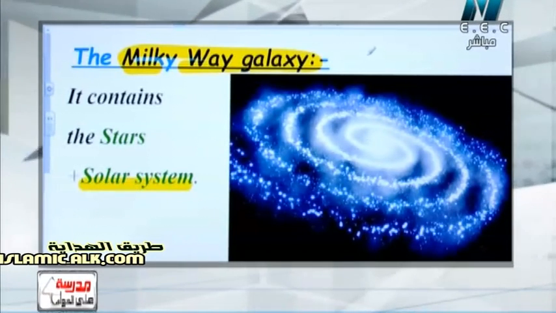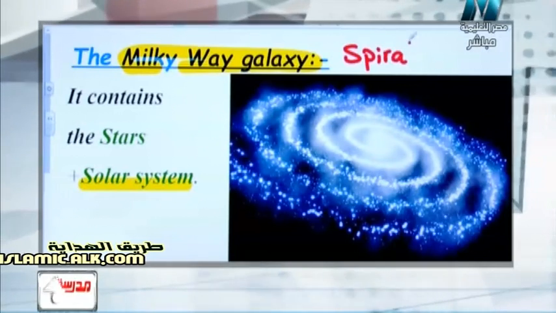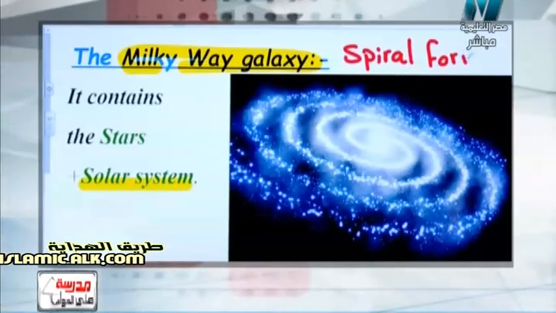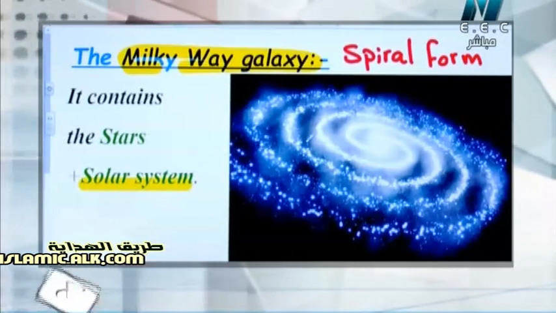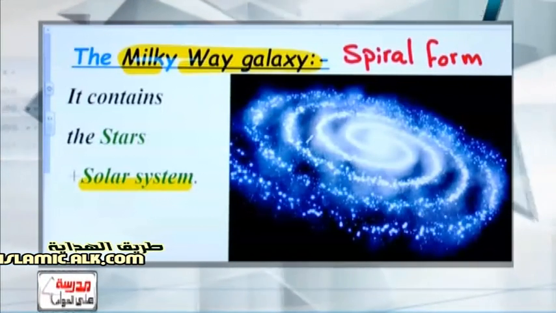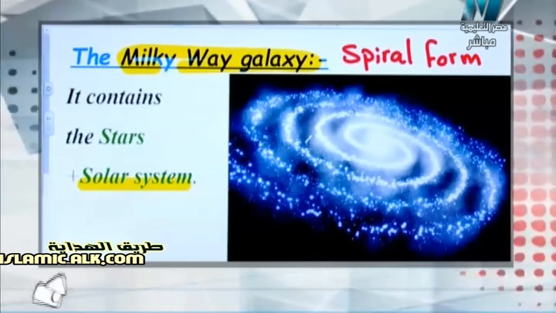Let's pay attention to this word. Has what? Has a spiral form, meaning a spiral shape. As you see here, spiral arms. Each one of them consists of or contains many billions of stars.